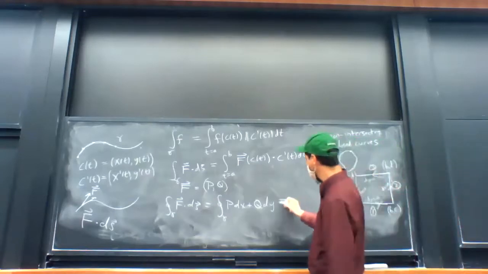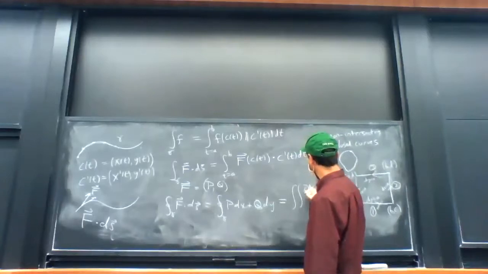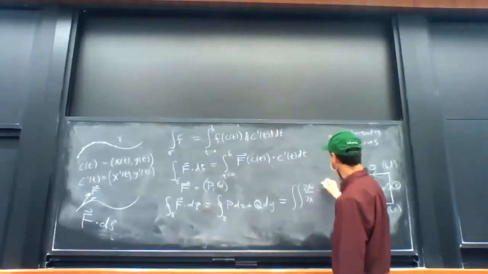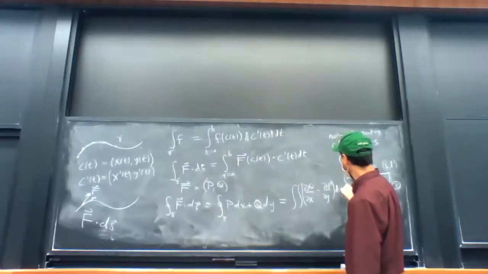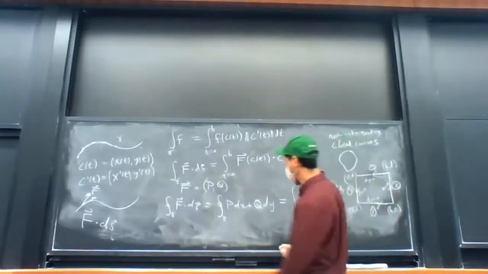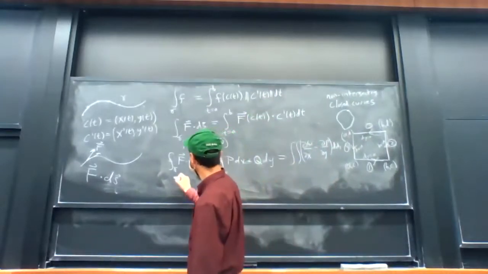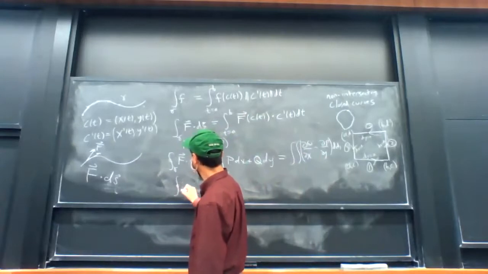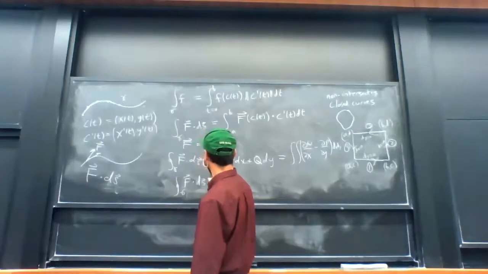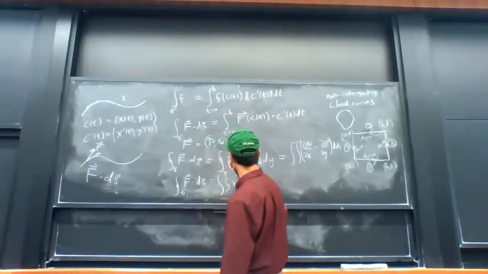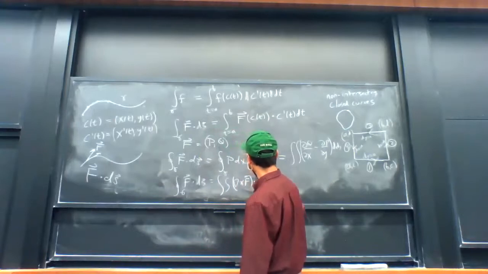The beautiful Stokes theorem, or Green's theorem, says that this is the double integral of dq dx minus dp dy, dx dy. Or, more generally, the integral over gamma of f dot ds is the double integral of the curl of f dotted with dA.